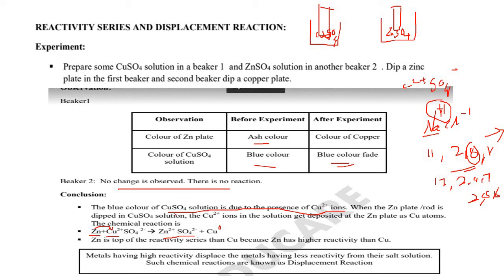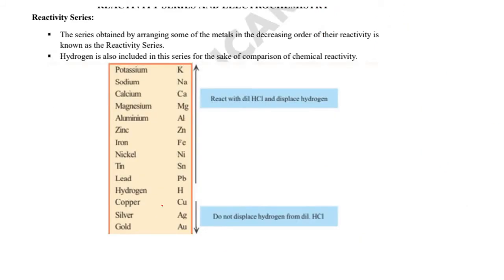Okay, so remember, zinc is higher in the reactivity series than copper because zinc has higher reactivity than copper. Look, zinc is placed here and copper is here, so which is more reactive? Zinc is more reactive. So whom can zinc displace? It can displace copper because it is more reactive.